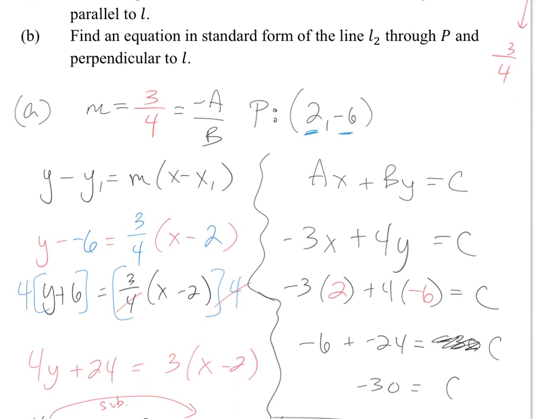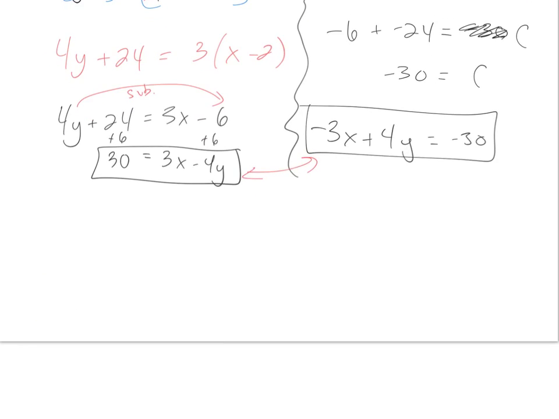So for part B, we're going to use a slope that is negative 4/3 because the other line's slope was 3/4. And this is the negative reciprocal. So we now are guaranteed a line perpendicular. We also are going to use the point 2, negative 6. Would C be 30? Well, that's the question we have to figure out now. The question is, determine the equation of the new line.